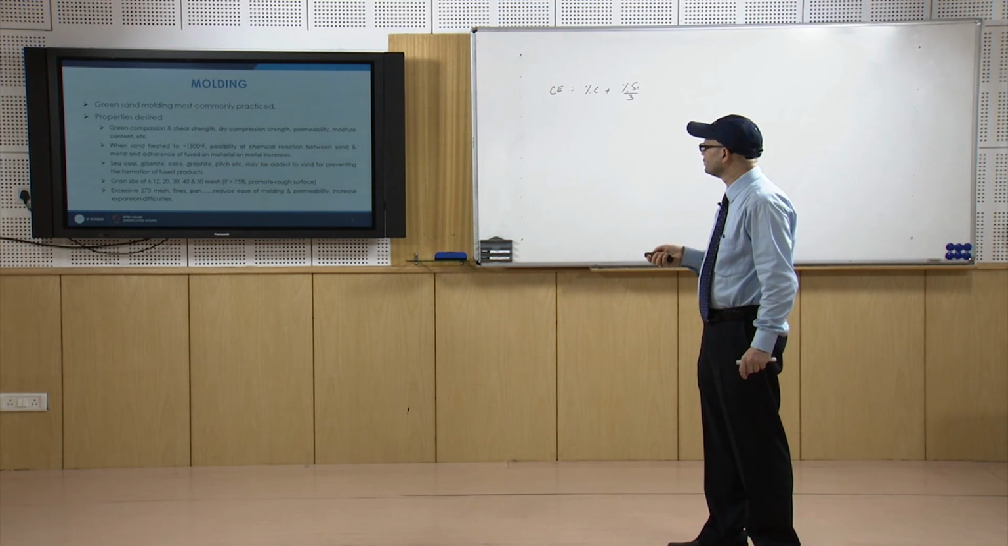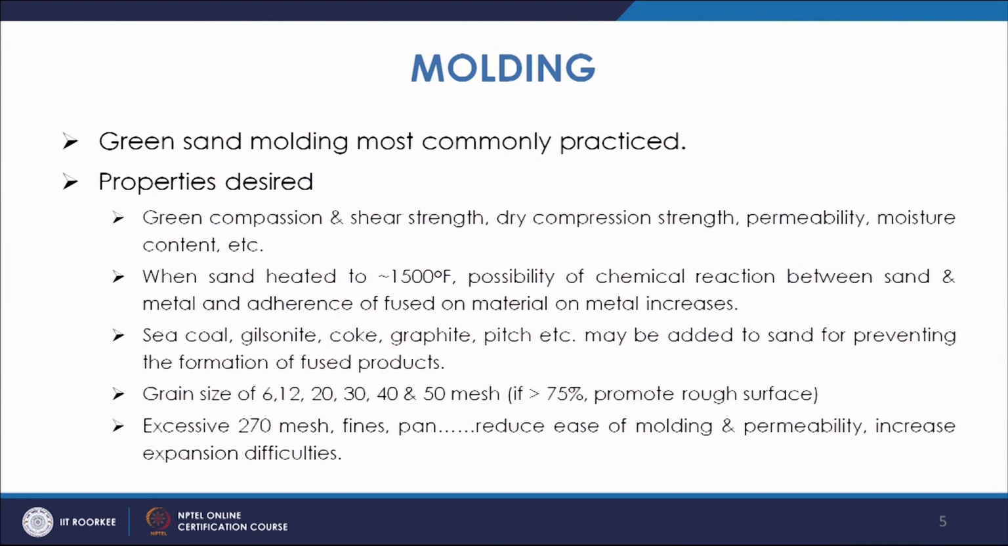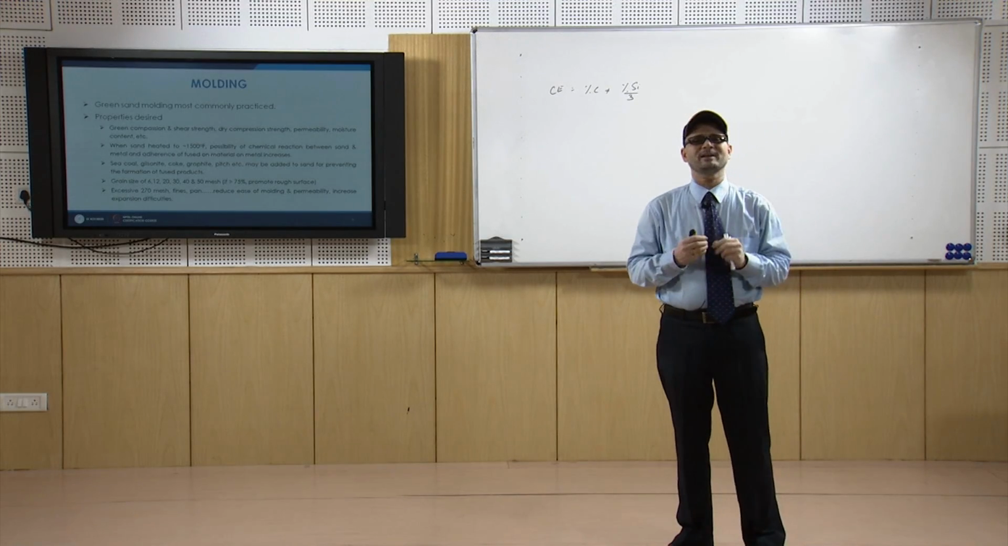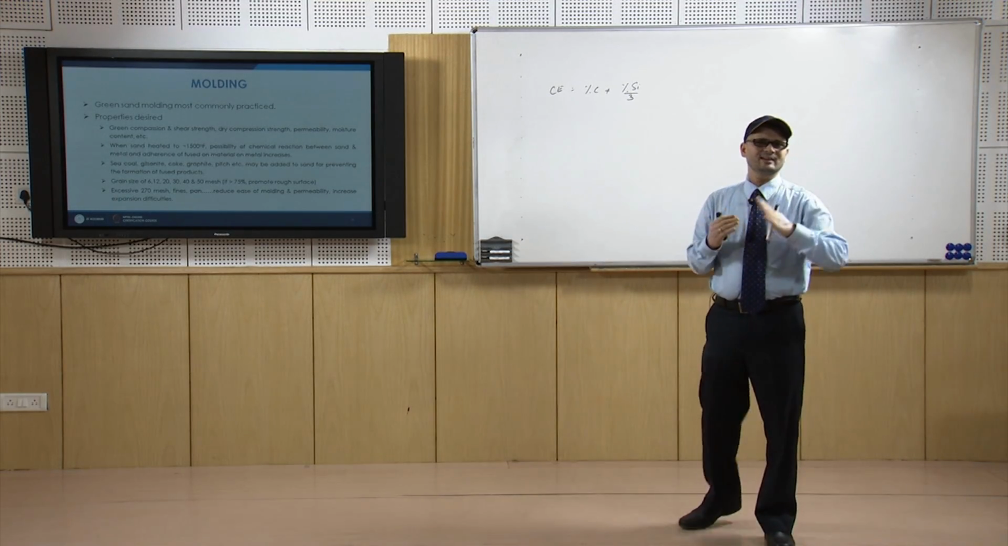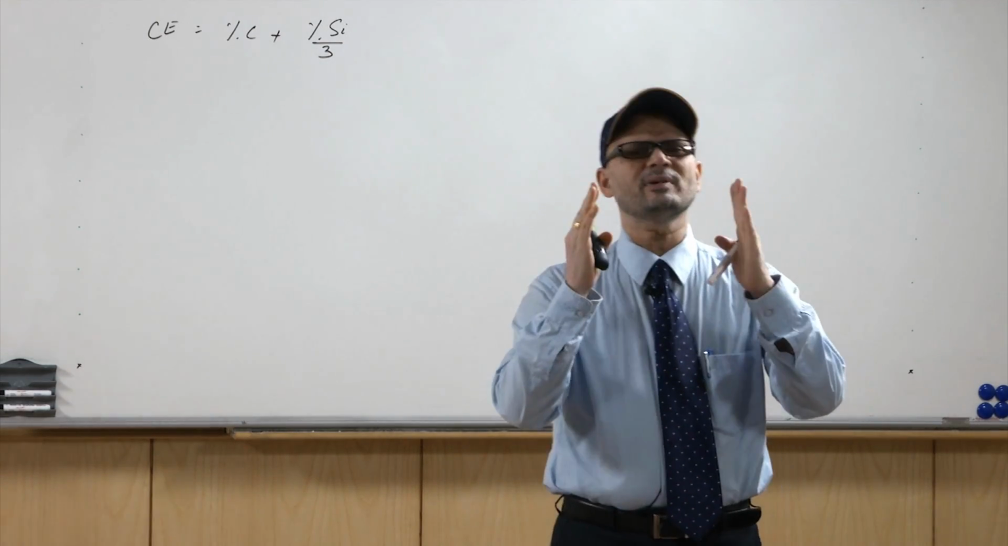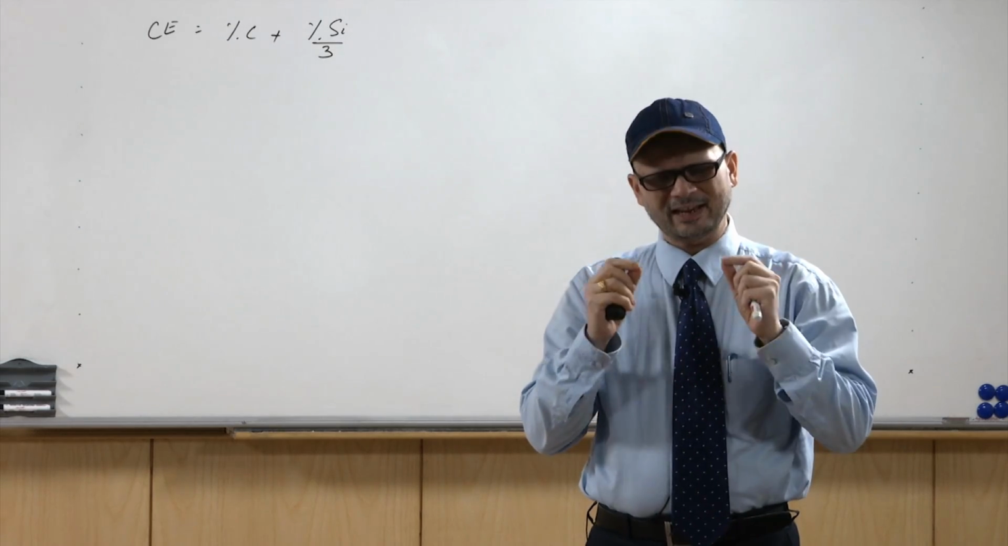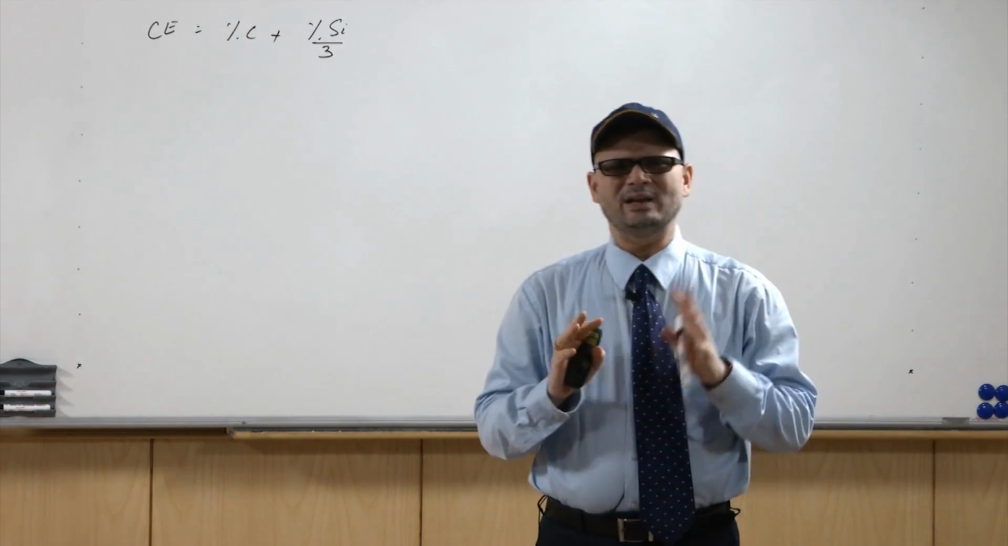But on the other hand, if you take these fines or pan or 270 mesh, on the higher side, very fine particles, they give you a better finish, but then that provides a lot of difficulties: reduced ease of molding, and permeability is very much reduced, and accordingly related defects like gaseous defects or expansion difficulties may also occur, because there is no void space in between them so that the expansion can take place. So, these difficulties may arise. You have to see that you take a combination of coarse as well as fine sands.